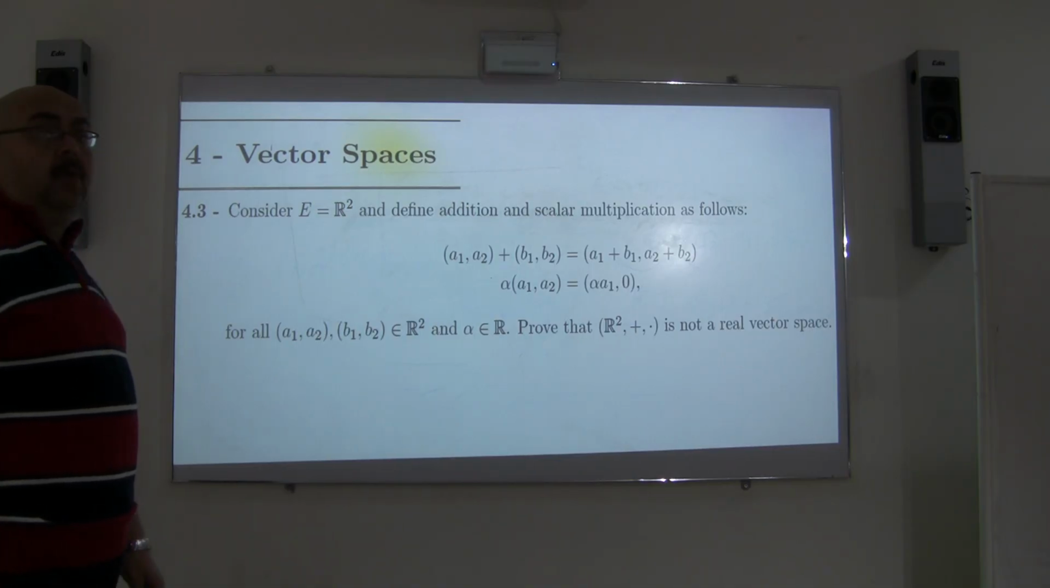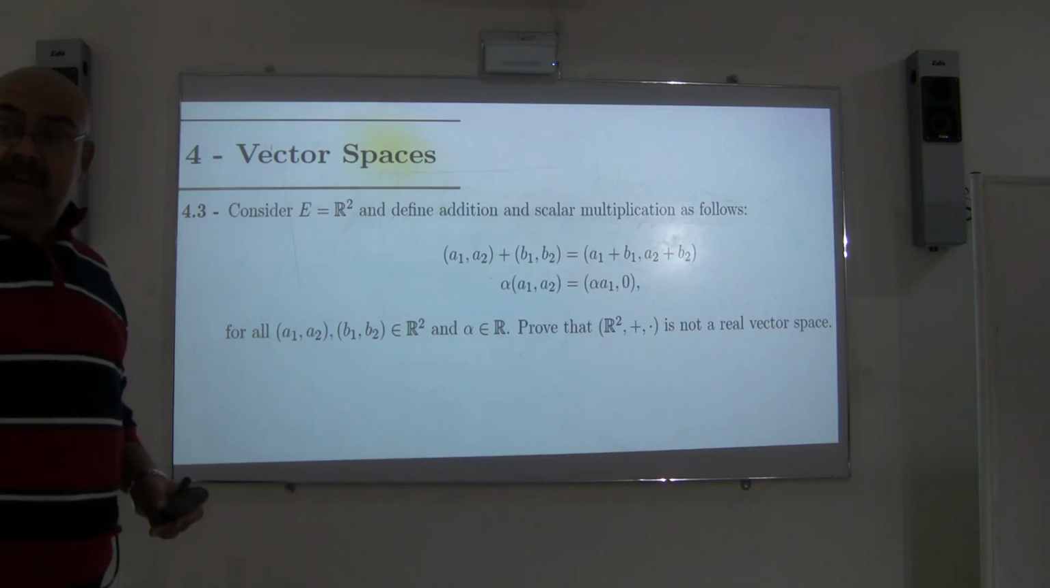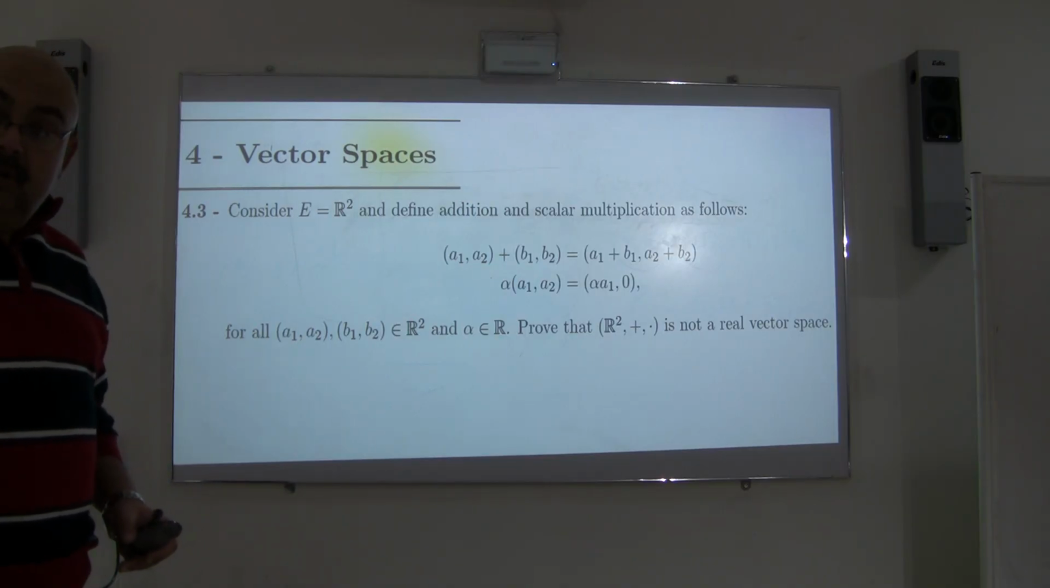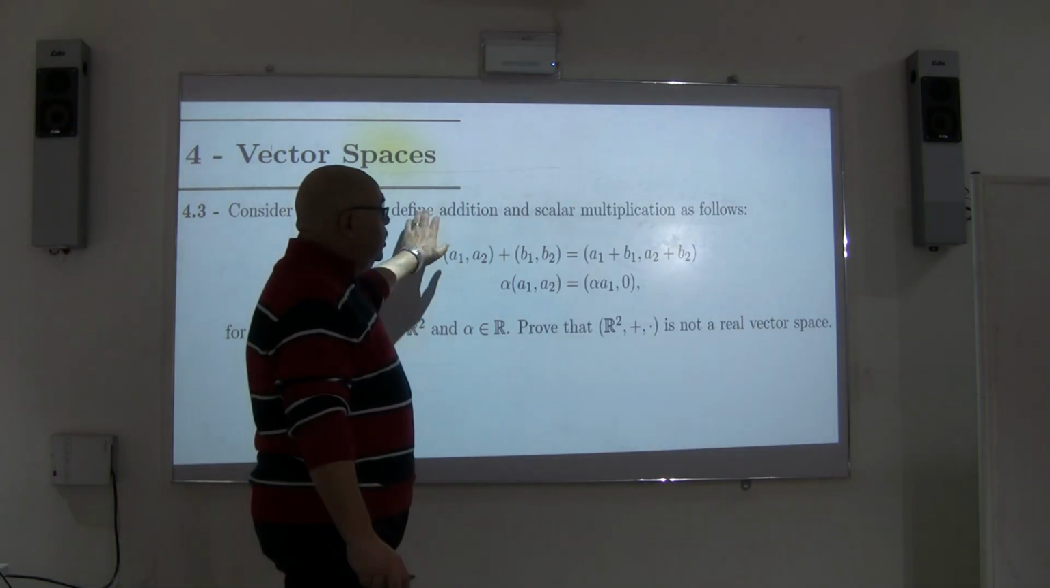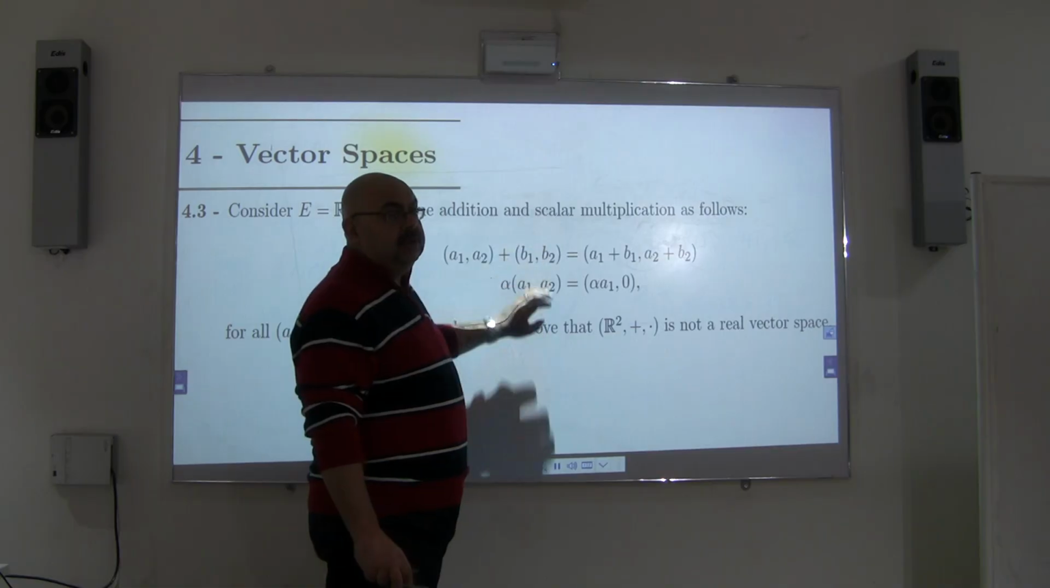Consider E equal to R squared, which means we are talking about a vector space in R2. So it has two components, all the vectors have two components. And define addition and scalar multiplication as follows.